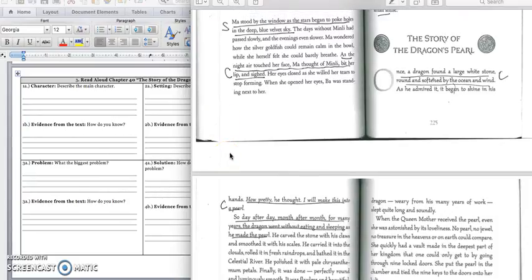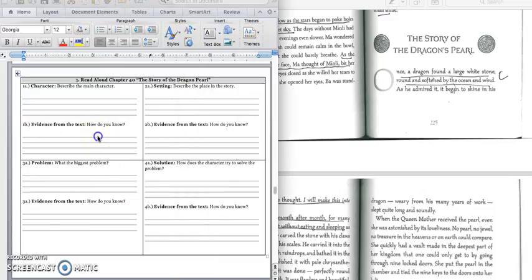The character in our story is a dragon, and he has found a pearl. He's found a stone, and he is transforming it day after day into this beautiful pearl. And so in box 1A, we would write, a dragon found a large white stone and spent many years making it into a beautiful pearl.